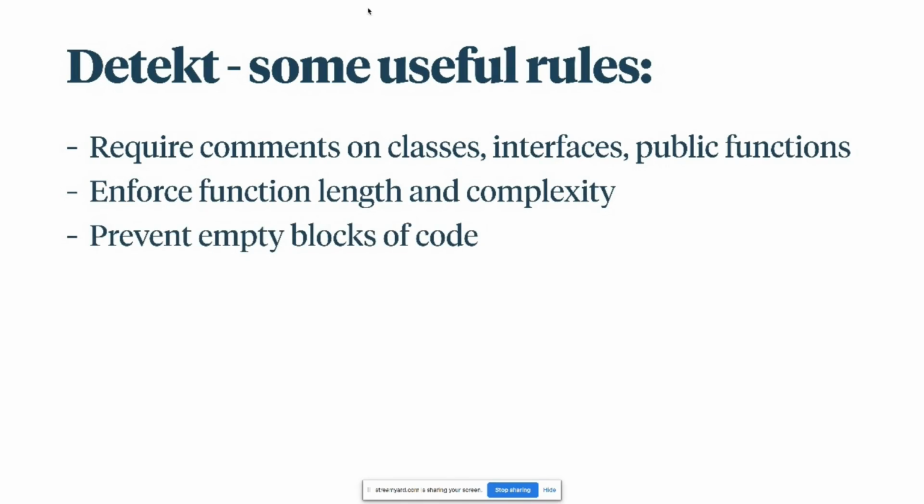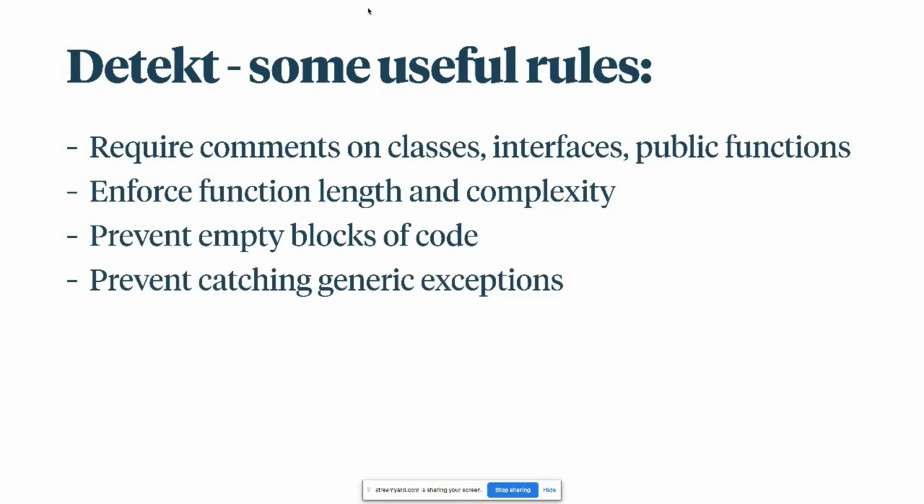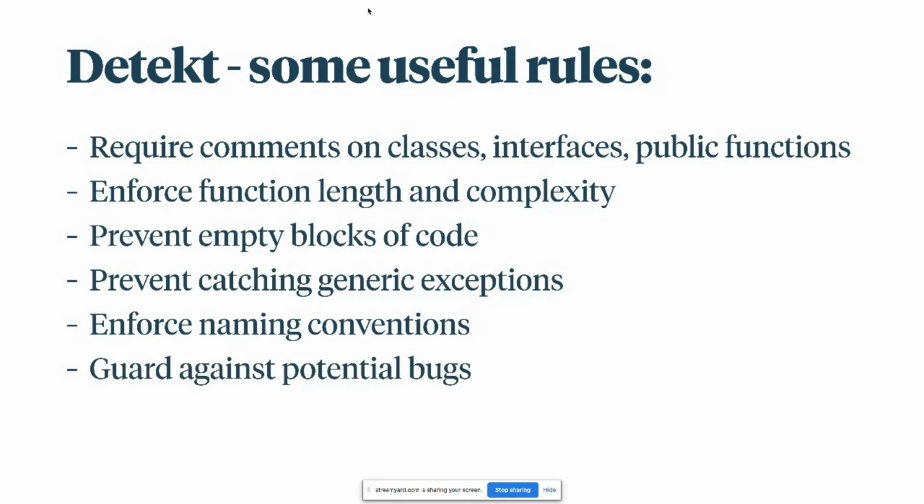You can prevent empty blocks of code. Again, this is not a big one, but it's just nice. Prevent catching generic exceptions. You've got a try catch block, and your catch is just exception e. That typically suggests you're doing something you shouldn't be doing. You should be catching a more specific exception. You can enforce naming conventions on classes, member variables, all that kind of thing, which is pretty nice.